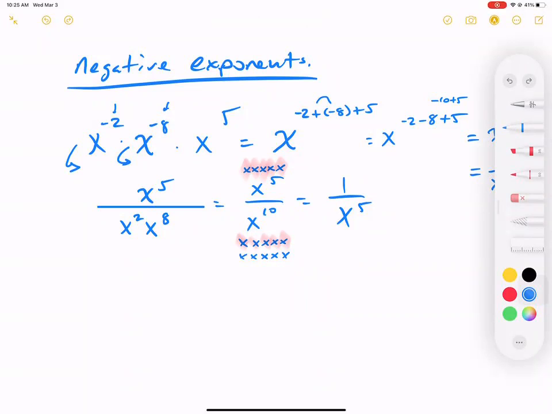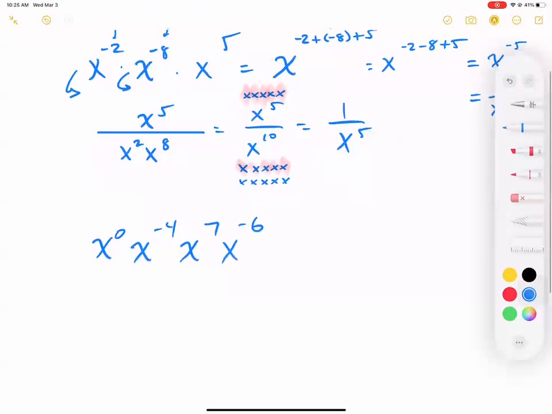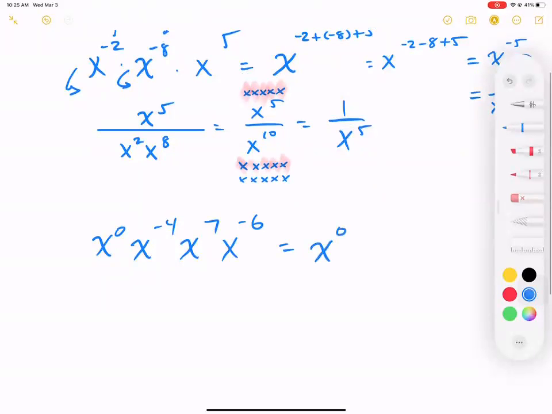Okay. Let's do another problem. If I give you x to the 0, x to the negative 4, x to the 7, okay, and then x to the negative 6. Okay, so we could combine them all. X to the 0 plus negative 4 plus 7 plus negative 6. Why? Because if I'm multiplying powers, I'm adding exponents.